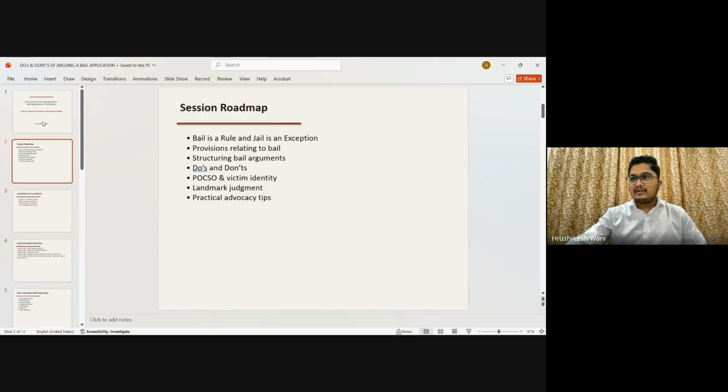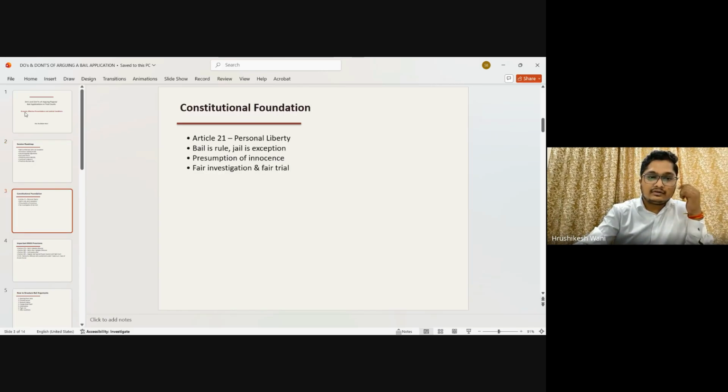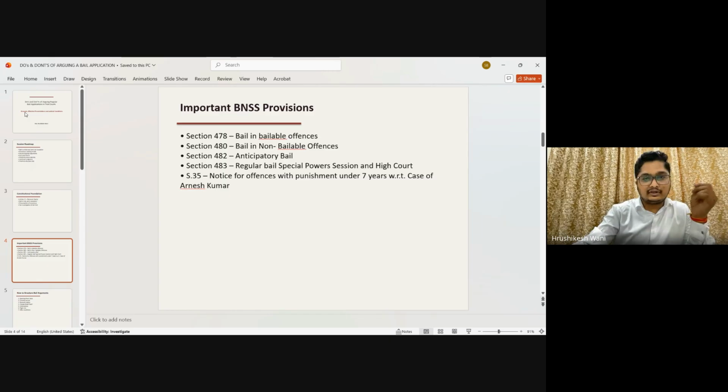So under the Bhartiya Nagarik Suraksha Sanhita, there are, if an accused... sir, if you can go to the next slide, next, provisions related to bail.